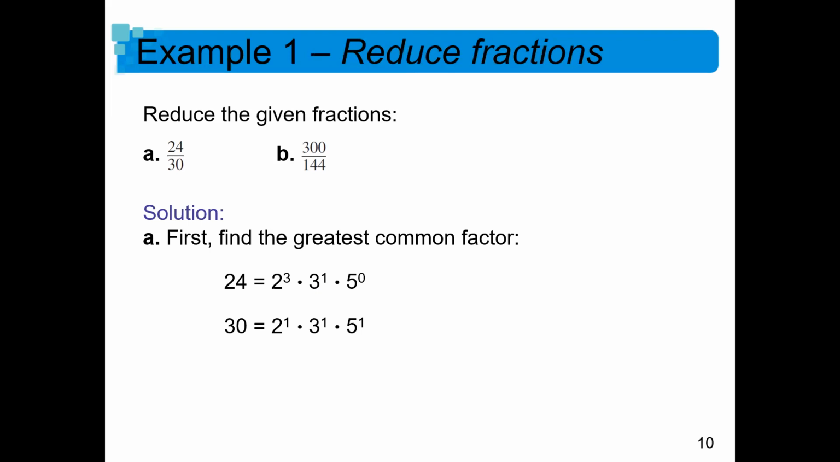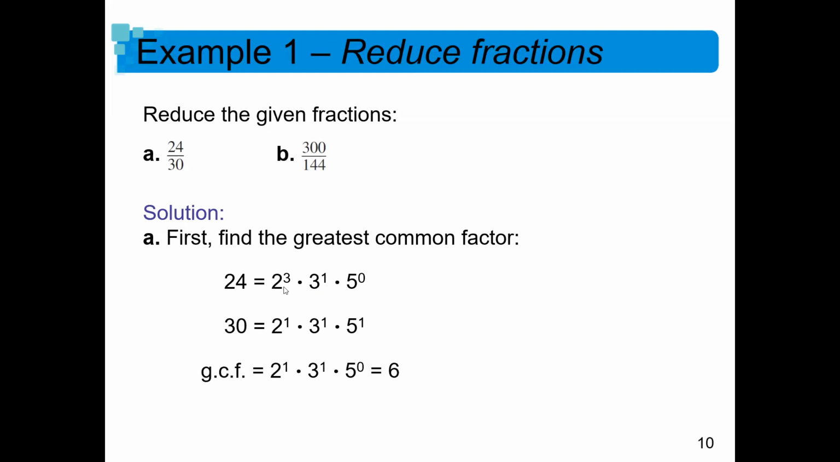But 24 is equal to 2 times 2 times 2 times 3. And 30 is equal to 2 times 3 times 5. And to get a GCF, you get representatives for the primes and multiply the representatives with the least exponent. So what I mean is the GCF is 2 to the 1.